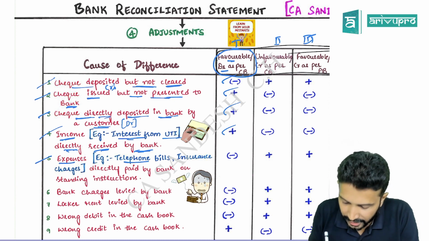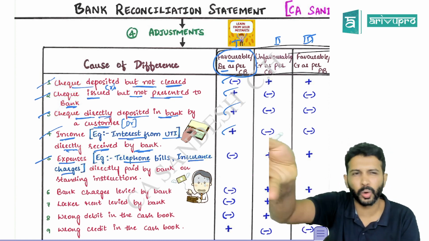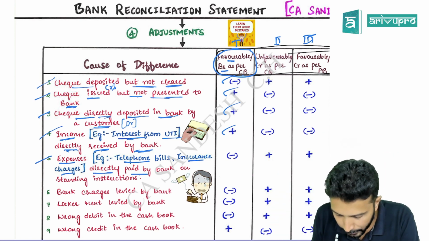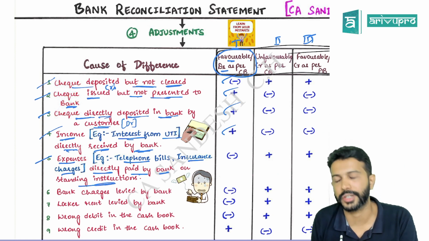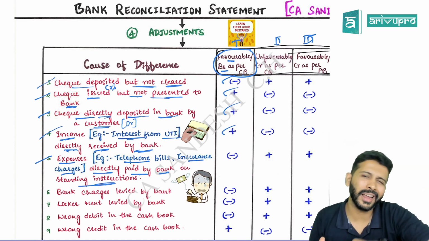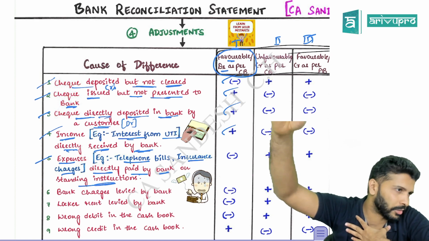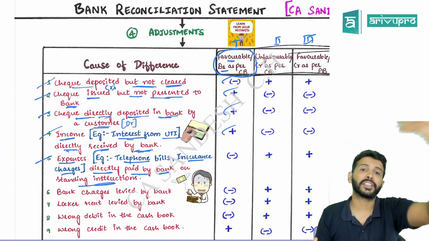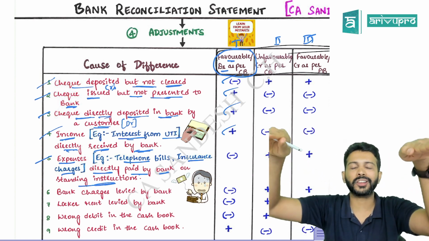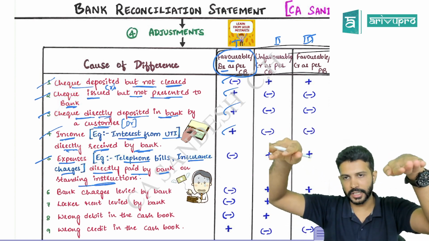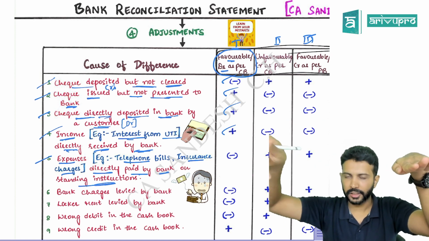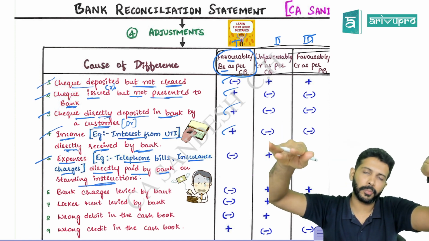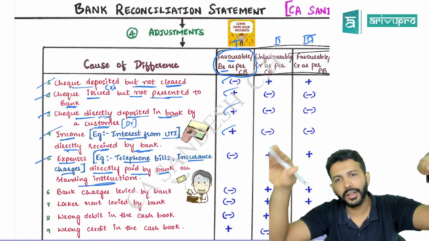Expense. Examples I've given: telephone bills, insurance, electricity bill. Expense directly paid by the bank on standing instruction. Meaning I have told the bank to pay the expense on my behalf, and the bank keeps doing that activity. So one expense the bank has paid. Tell me, cash book, passbook, what is the implication? Who has paid first of all? Bank. Since the bank has paid, will cash book or passbook get affected? Passbook. Since an expense is paid, passbook balance has reduced.